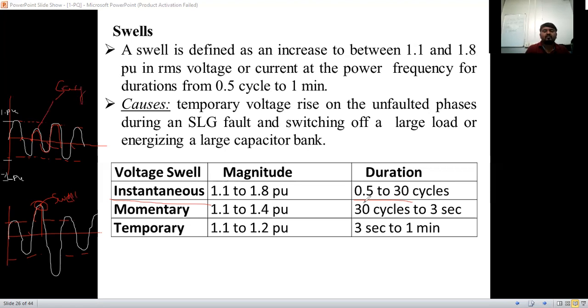If any problem occurs only up to 30 cycles, that is called instantaneous. From 30 cycles to 3 seconds, it comes under momentary. And if it is more than 3 seconds, it comes under temporary. It may be voltage sag or voltage swell. Okay, is it clear now, Shraddha? Payal? Yes, sir. Okay.